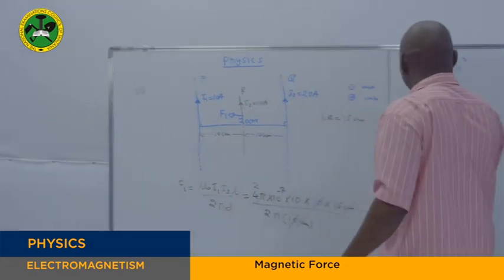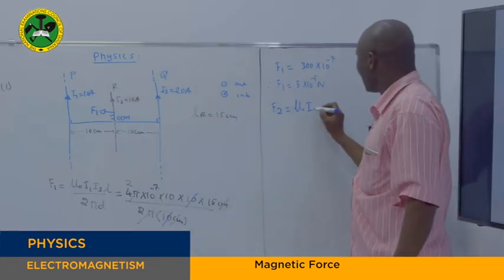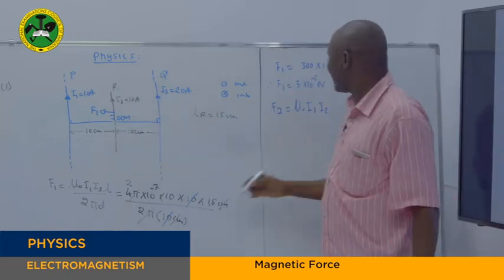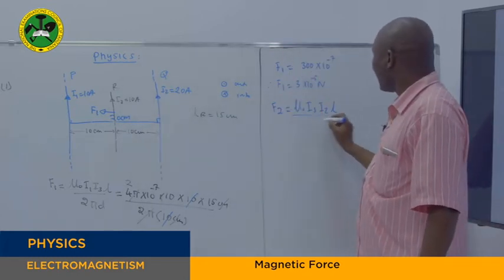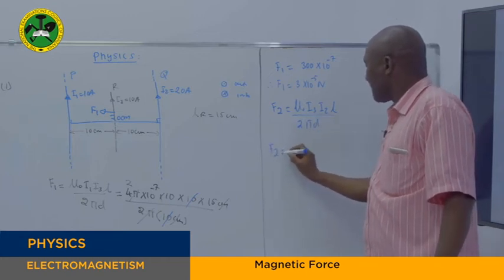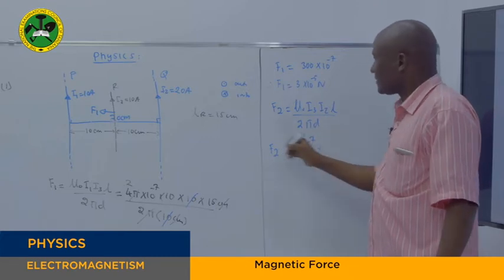Now, how do you find F2? F2 is the same as mu I3 I2, the length. You're looking for the force on this R. So the length is given, over 2 pi d. And this equals 4 pi times 10 negative 7, I3 is 10.